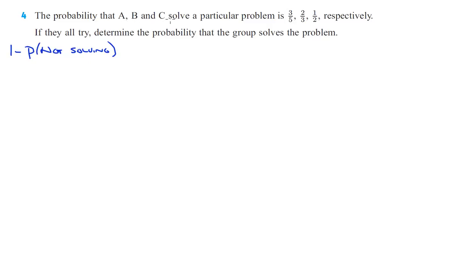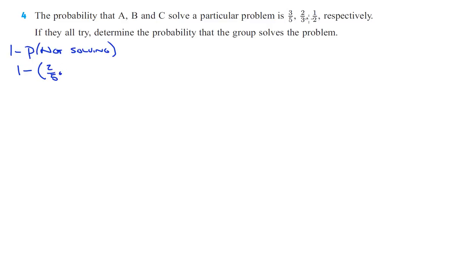But anyway, you end up getting all these different things you've got to add together. But the much nicer way is just figuring out the probability that none of them will solve it, and then take the complement of that. So let's do that: 1 minus the probability of not solving. If the probability that person A solves it is 3/5, that means the probability that they won't solve it is 2/5, right?